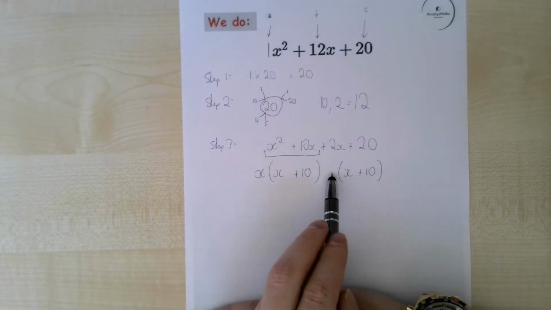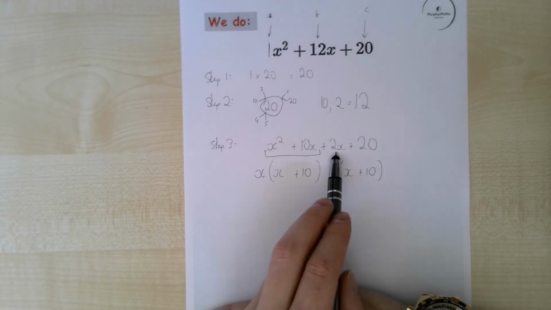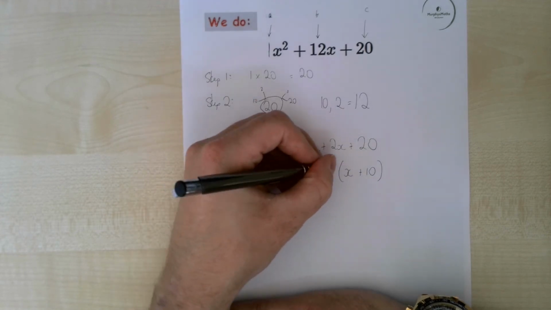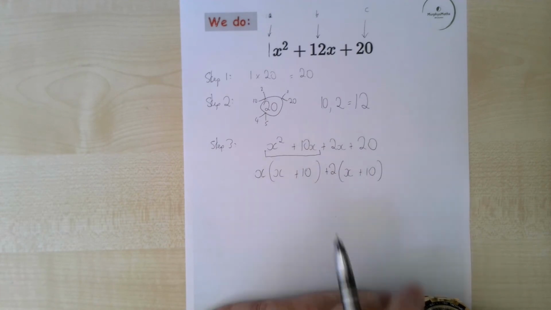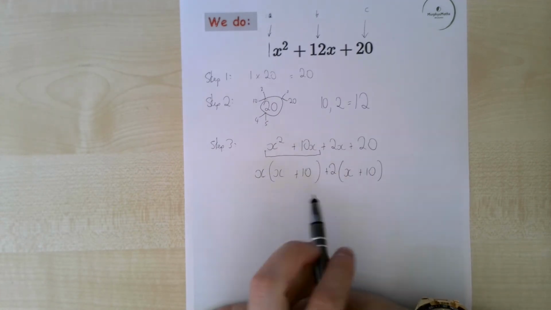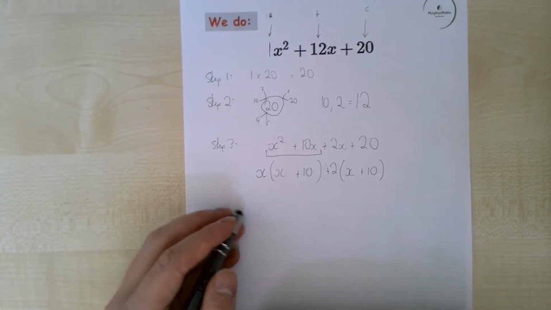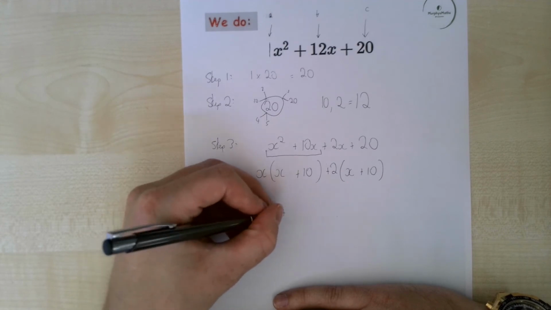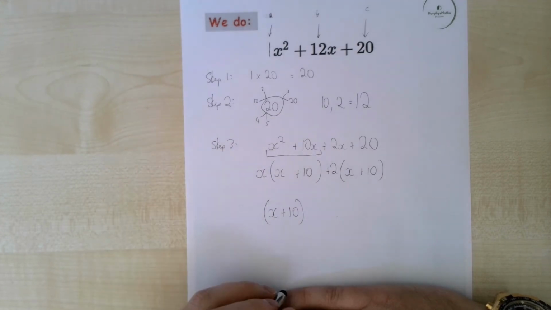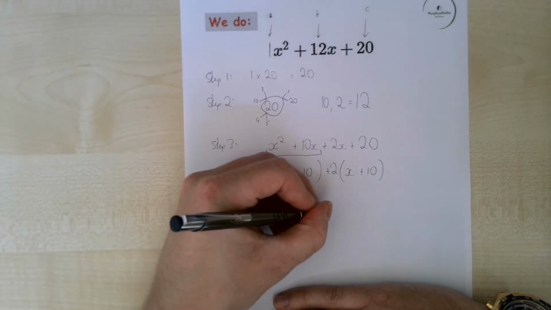I think, what would I need outside here now to get 2x? I've got the x. If I put a plus 2 here, plus 2 multiplied by plus 10 gives me that plus 20. And again, I've got the same terms in both brackets. So to tidy it up, we've got everything inside the bracket, write it down once, multiplied by the x plus 2.